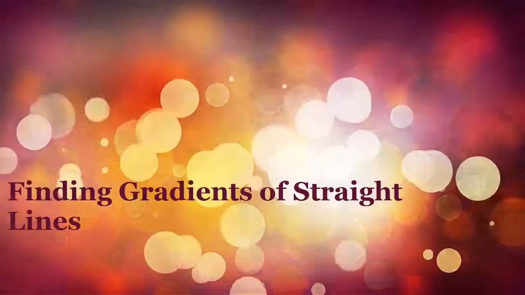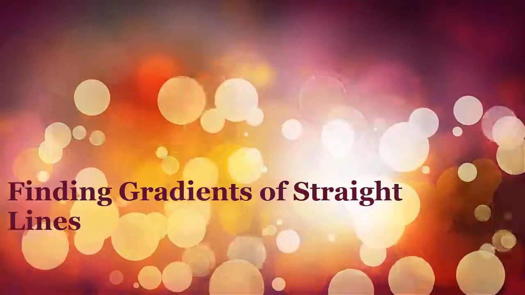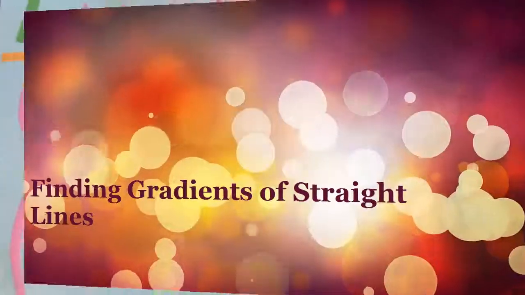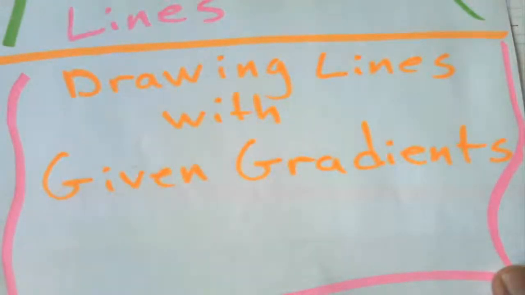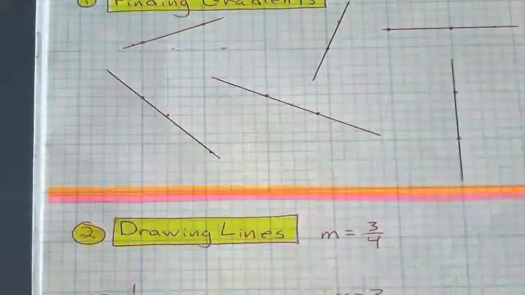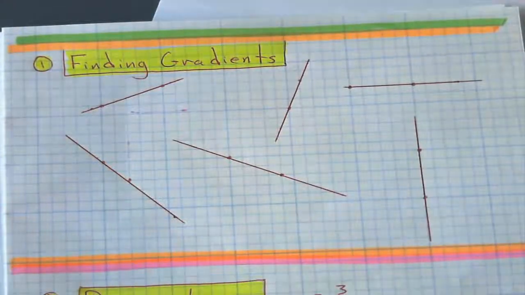Here we go. So we're going to be finding the gradients of straight lines. I'll show you how to do that, and then also I'll show you how to draw lines with a given gradient, and that given gradient will be some number. Okay? So here's some straight lines, and I want to find the gradients of those.